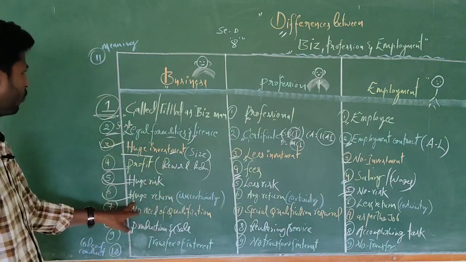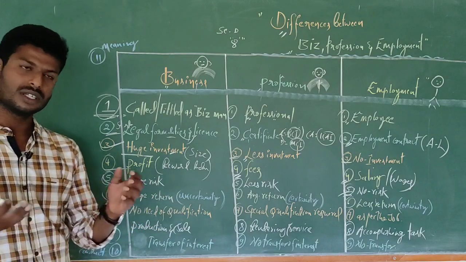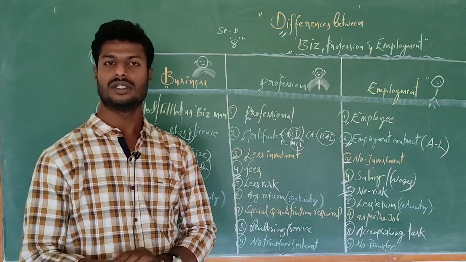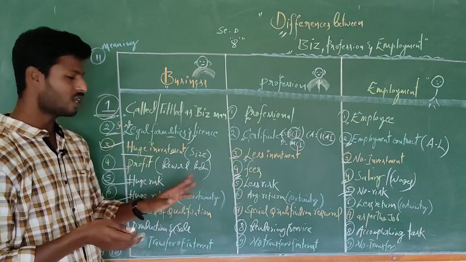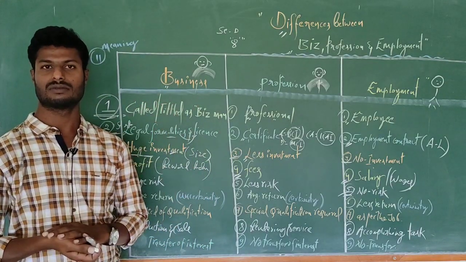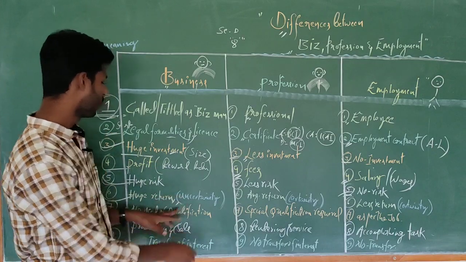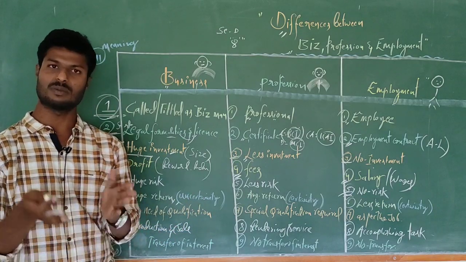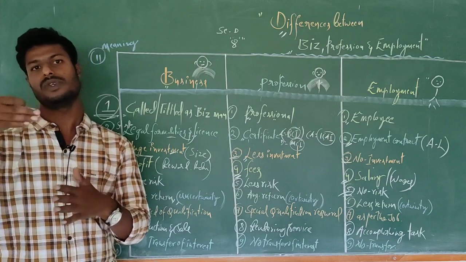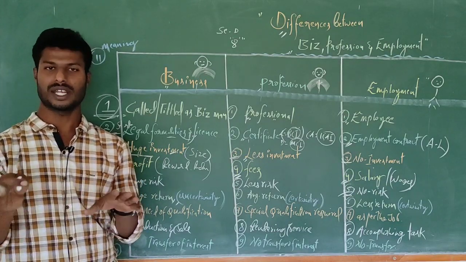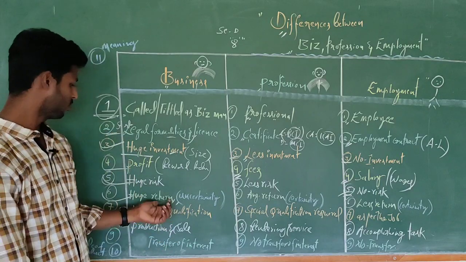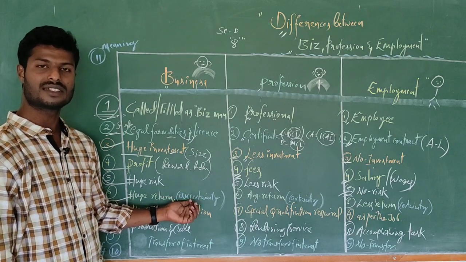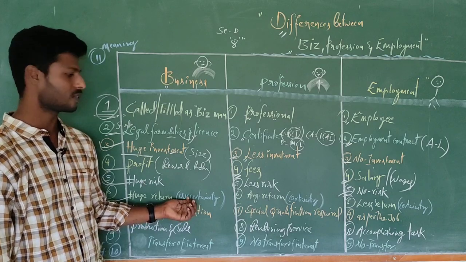Next one is, from business, huge return. Huge return means compared to profession and employment, business people get huge profit, a huge amount as reward, in crores and lakhs. So huge return, but with uncertainty. Uncertainty of return means we cannot predict our returns. Sometimes we may get a loss, sometimes supernormal profits, and sometimes average or stable profits. So business has huge return but uncertain, and we cannot forecast our returns.